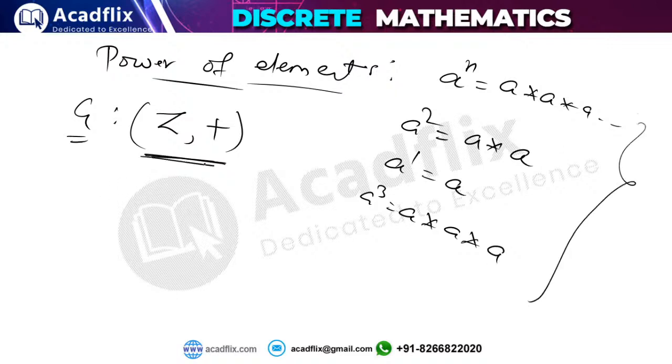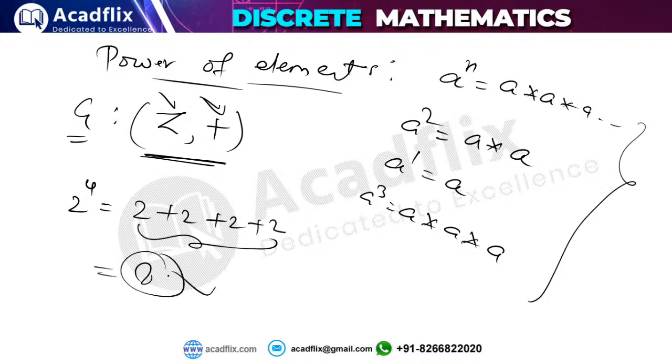For example, assume you have this group where the base set is the set of integers and our operation is addition. Let's see what will be 2 power 4. Remember, here our operation is plus, so 2 power 4 will be nothing but 2 plus 2 plus 2 plus 2. The result will be 8. So 2 power 4 is equal to 8.